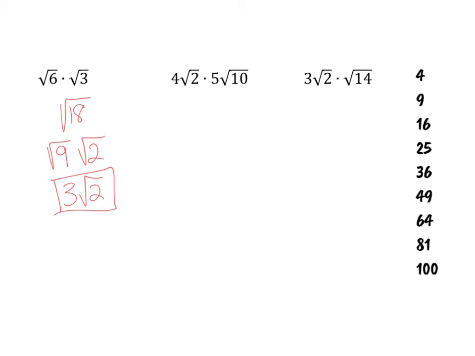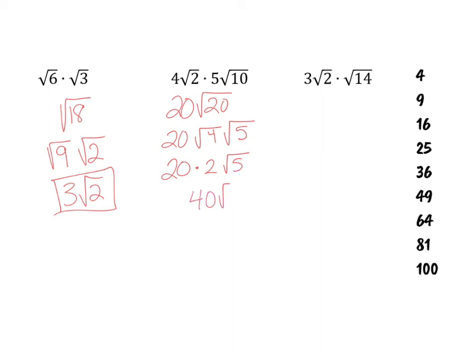All right, go ahead and try the next one. You should have 20 square root of 20. Now I'm going to break down this radical, leave the 20 out front, break down the radical with what goes into 20, and I believe 4 goes into 20 5 times. The square root of 4 is just 2. And then I get to multiply those together to get a 40 root 5.